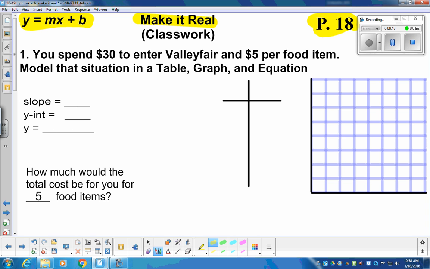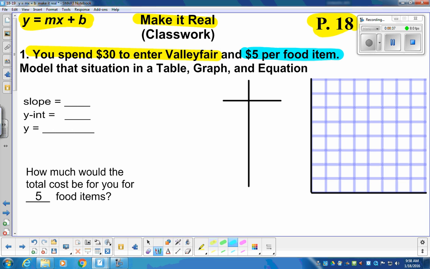So in example 1, we're going to talk about that you spend $30 to enter Valley Fair. Now that's not a choice. Like, you have to pay the $30 to get in. That is going to become a very important piece of what we're doing today. That's going to become the beginning amount. We'll talk about that in a second. And then $5 per food item, which really is where the choice comes in.